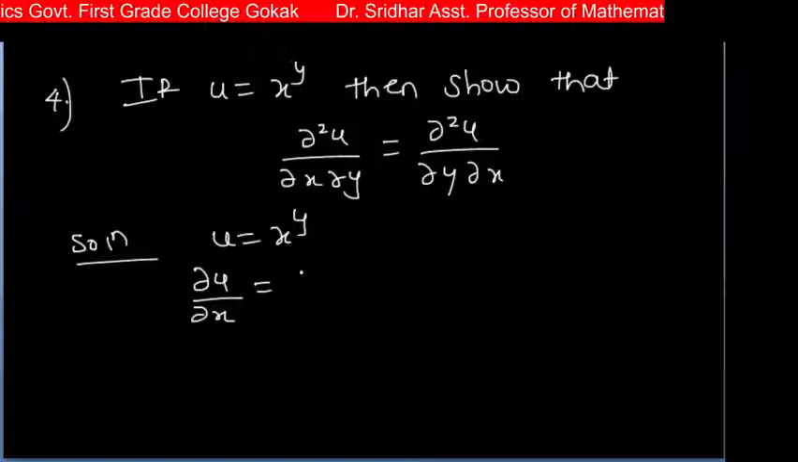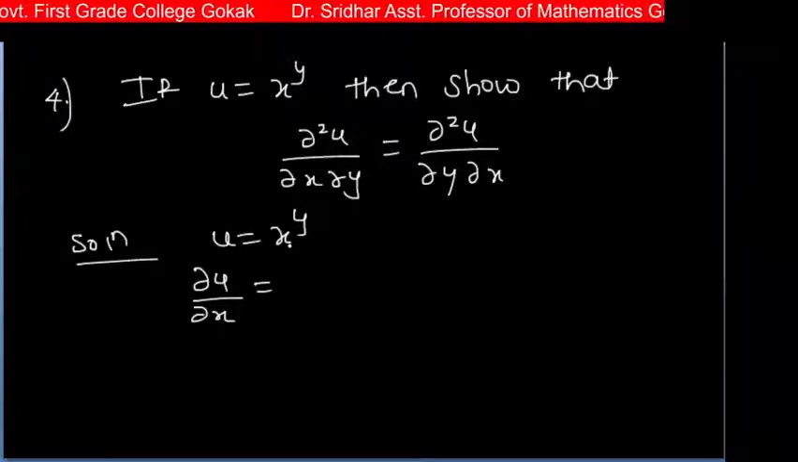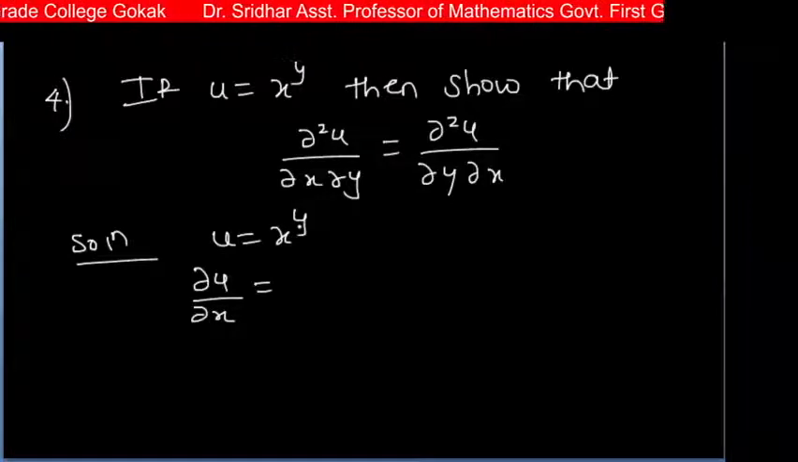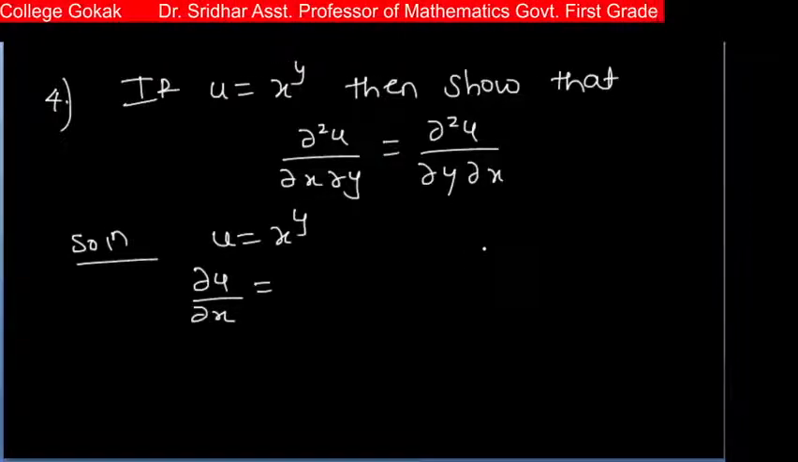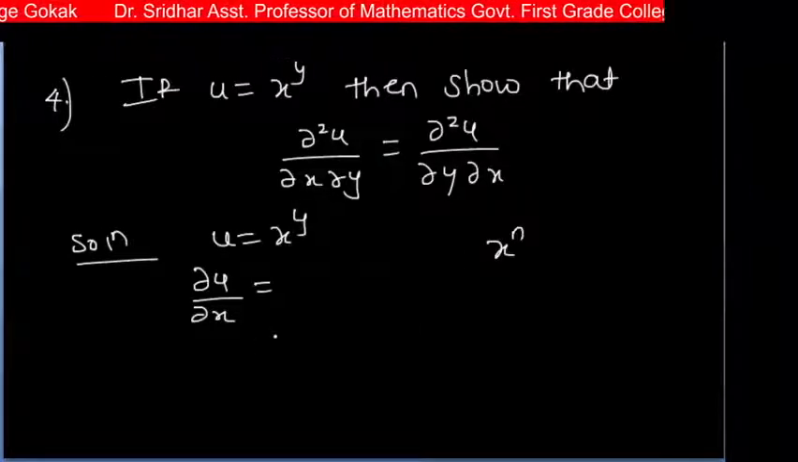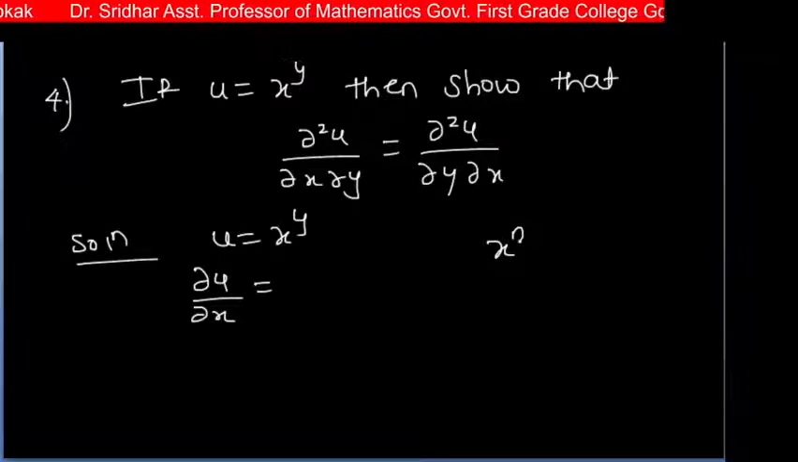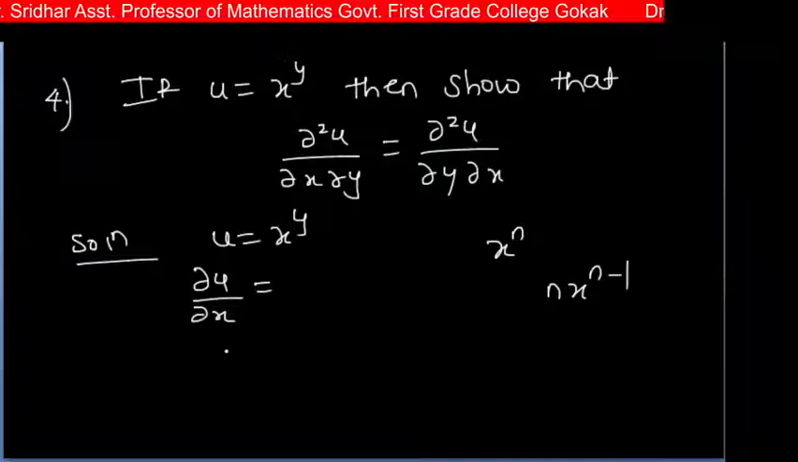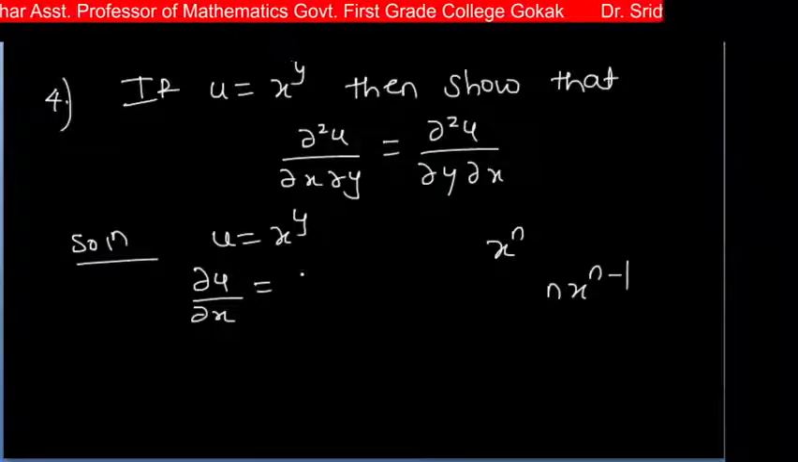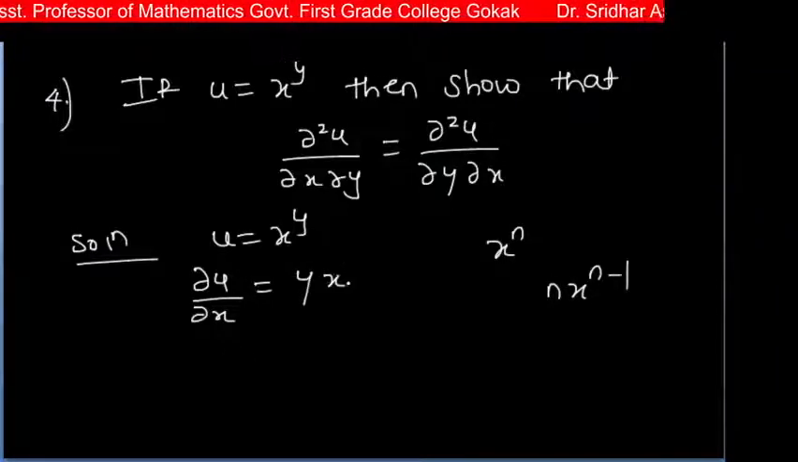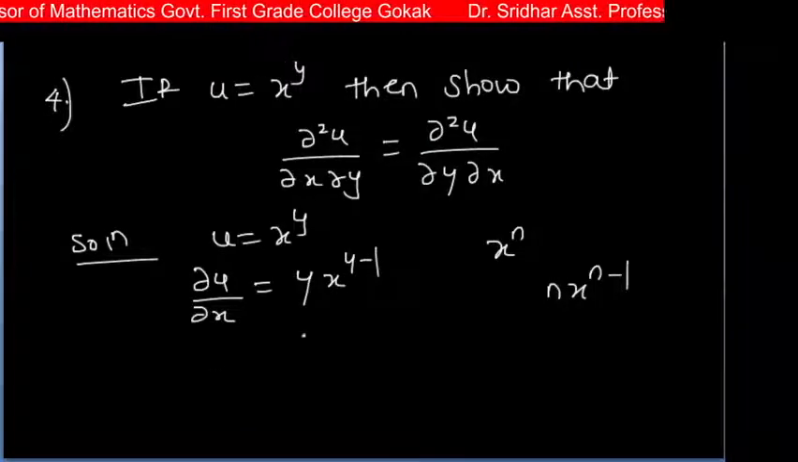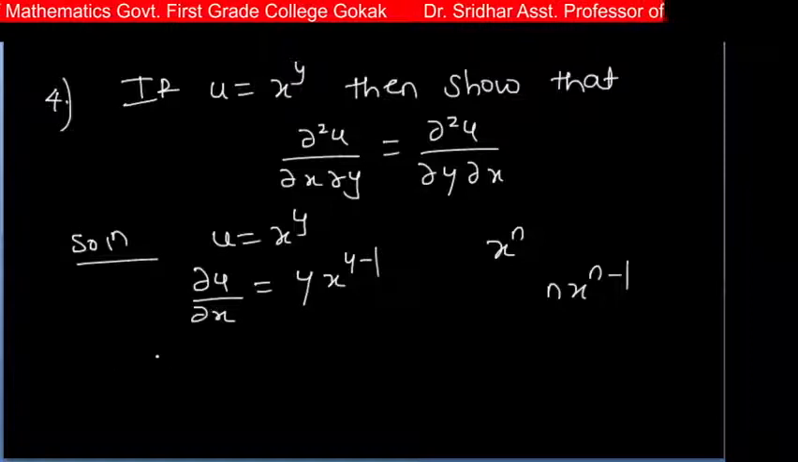Now this is of the form x^a. We are differentiating with respect to x and y is constant, right? So it is of the form x raised to n. If x raised to n, then its differentiation is n times x raised to n minus 1, correct? So here ∂u/∂x is y times x raised to y minus 1, correct?